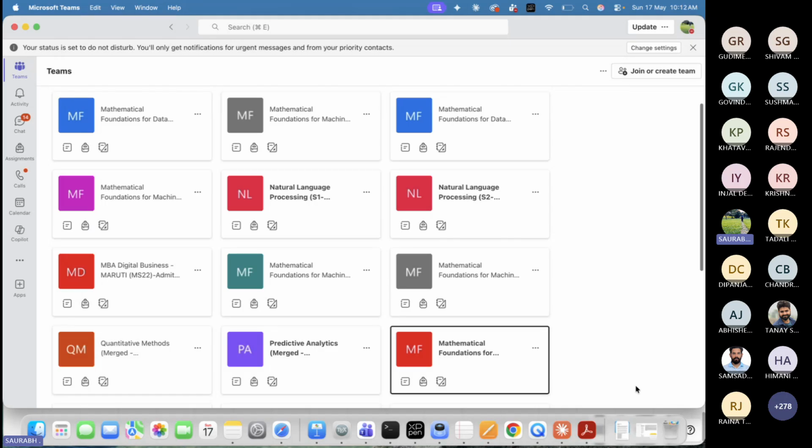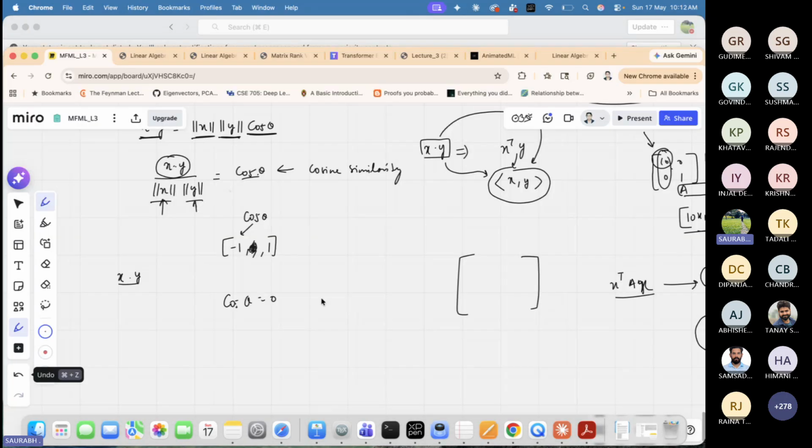So you already know about this particular part. So basically, when the vectors are like this, you have x vector and y vector. If they are orthogonal, then in that case the angle between them would be 90 degrees, and then cos 90 would be 0.